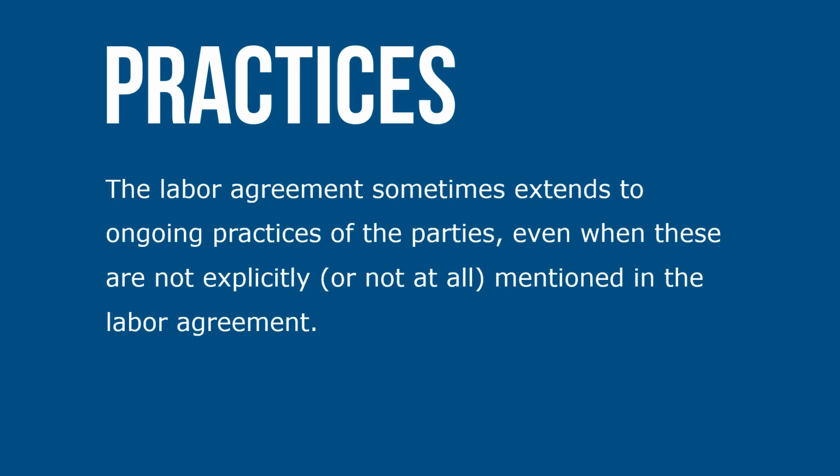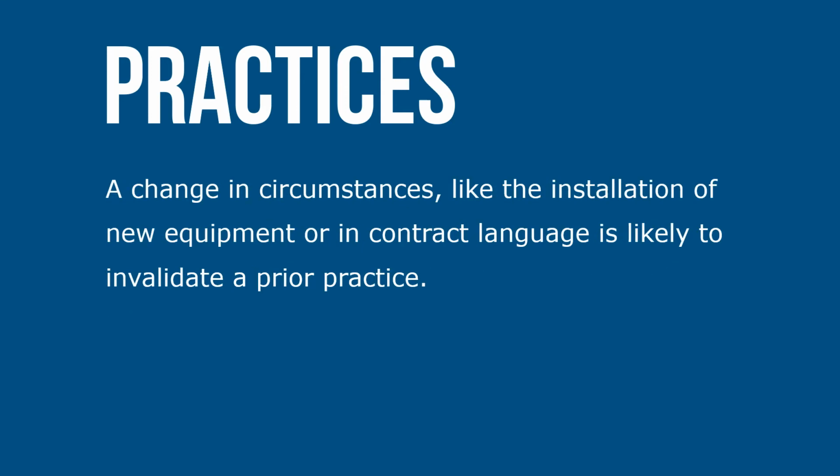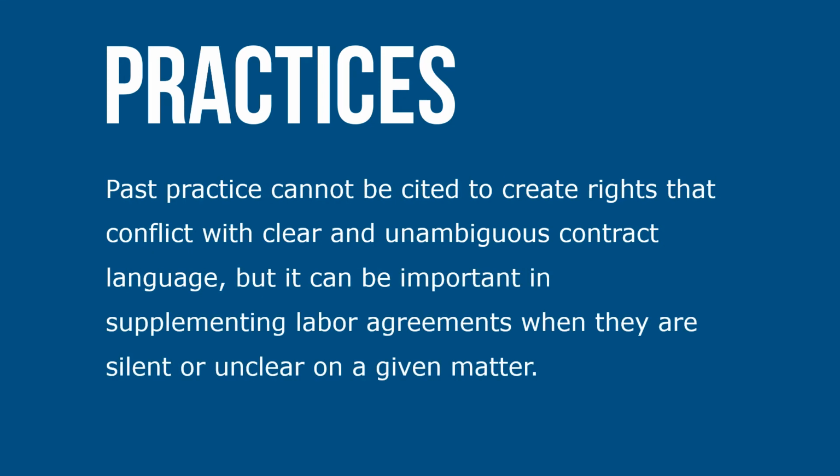The labor agreement sometimes extends to ongoing practices of the parties, even when these are not explicitly or not at all mentioned in the labor agreement. A change in circumstances, like the installation of new equipment, or in contract language, is likely to invalidate a prior practice. Past practice cannot be cited to create rights that conflict with the clear and unambiguous contract language, but it can be important in supplementing labor agreements when they're silent or unclear on a given matter.